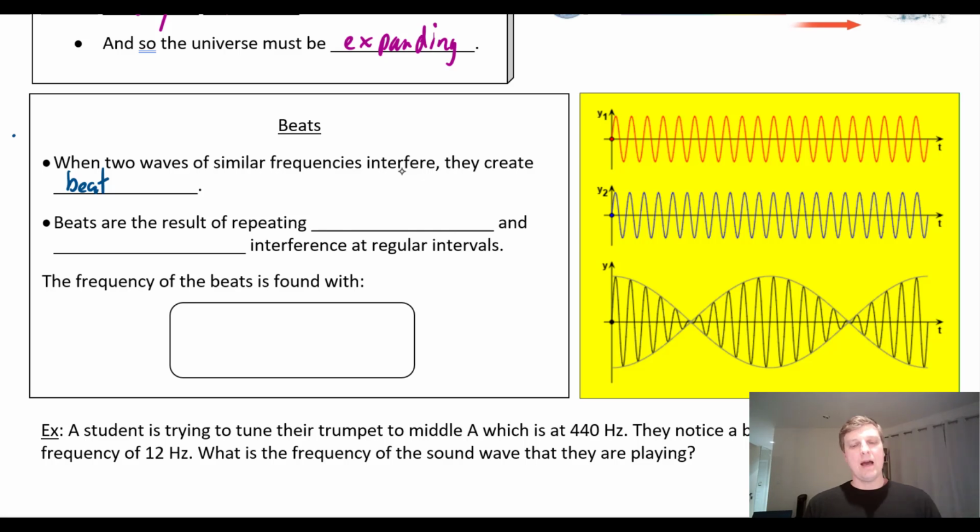Okay, and so beats are a result of repeating interference. So it's a repeating pattern of constructive and destructive interference that occurs at regular intervals. And it happens because the two waves are close but not exactly the same. So let's take a look at what that looks like.